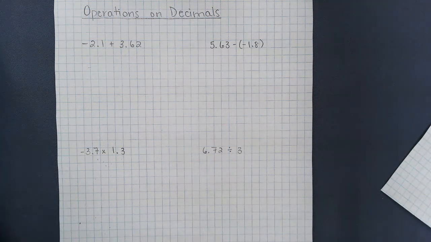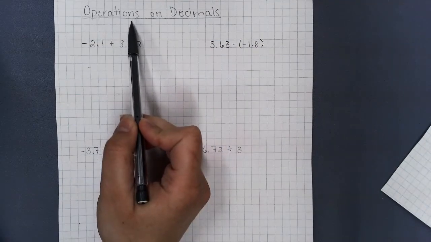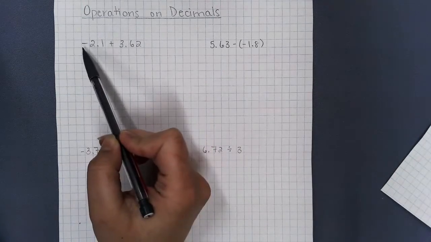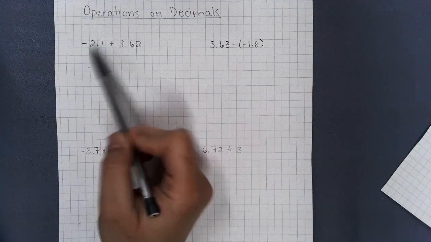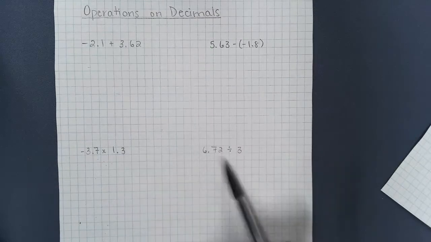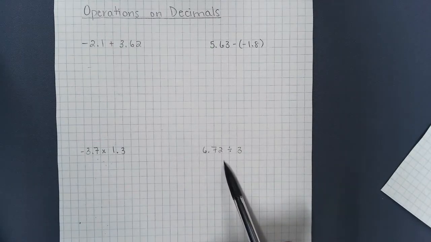This video is going to remind you how to perform some different operations on decimal numbers that include negatives. So the different operations are adding, subtracting, multiplying, and dividing, and we'll go through each of them just so you remember how to do this.